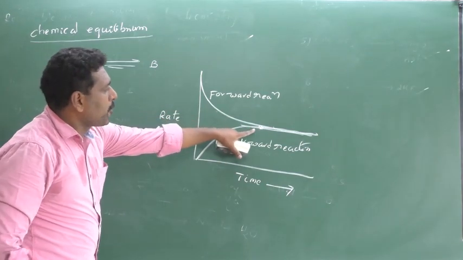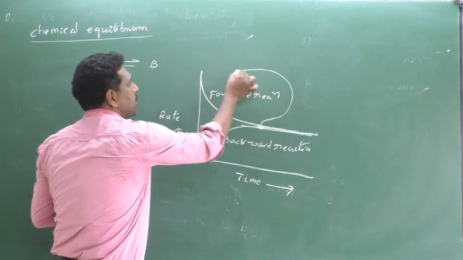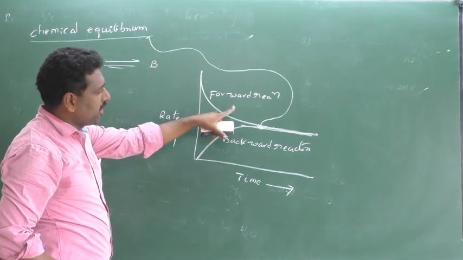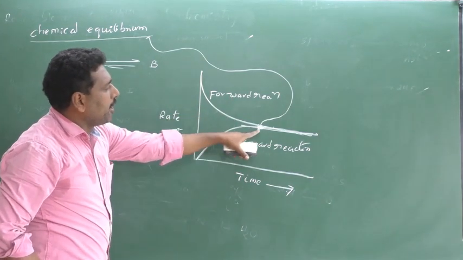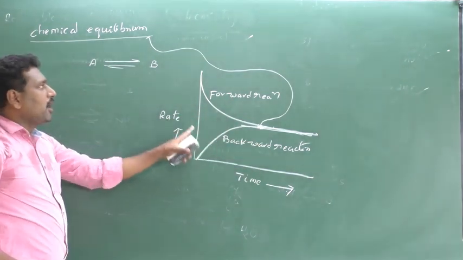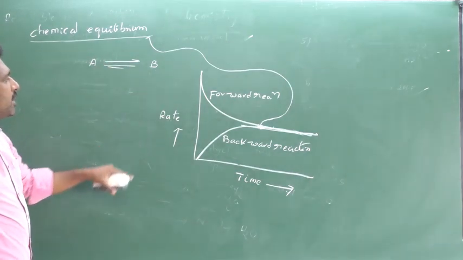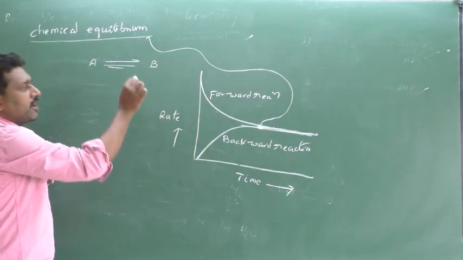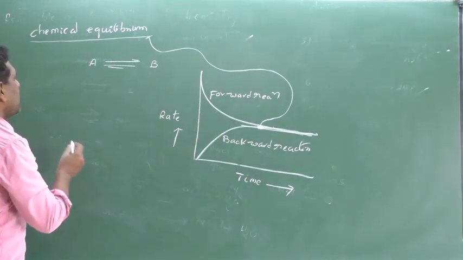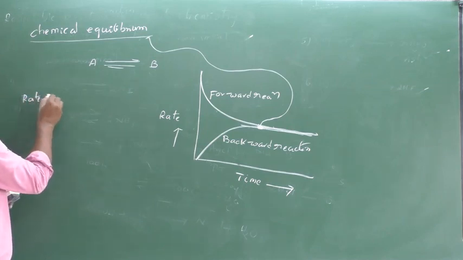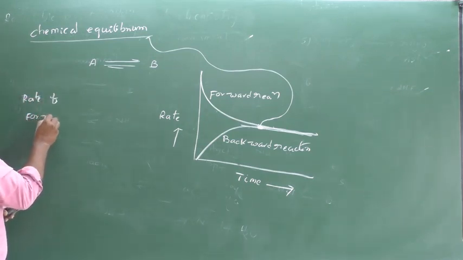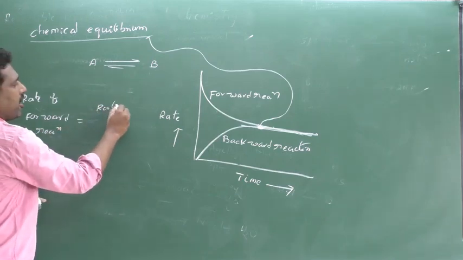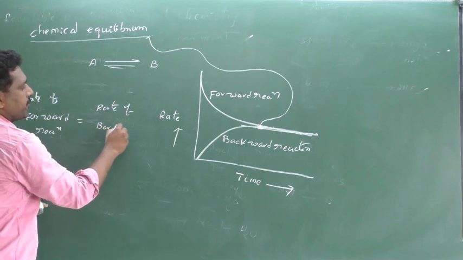The state or the point at which the rate of the forward reaction, the speed of the forward reaction, is equal to the rate of the backward reaction is called chemical equilibrium. Here this point is where the rate of forward reaction is equal to the rate of backward reaction.